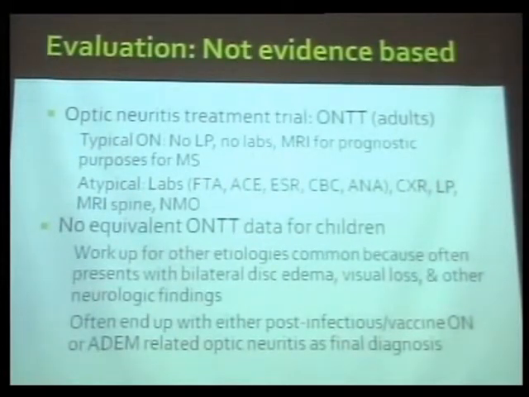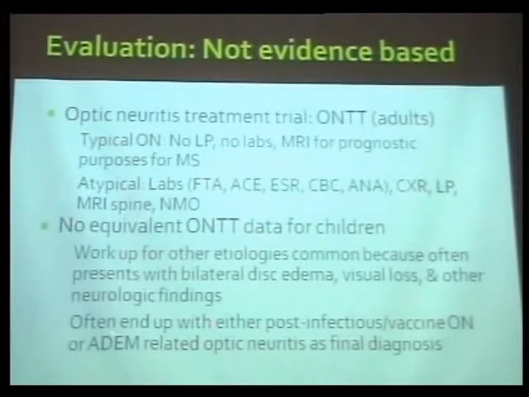There is no equivalent ONTT in childhood, however. So the workup is not known, okay? But most people are working them up because of the presentation, and the presentation looks like this. It tends to be bilateral, it tends to have a swollen disc, they have bad vision loss, and it may be associated with the other neurologic findings of acute disseminated encephalomyelitis, with the key being the encephalopathy component, mental status change, confusion. Those things are going to prompt workup for a kid in the United States of America, and probably here too.